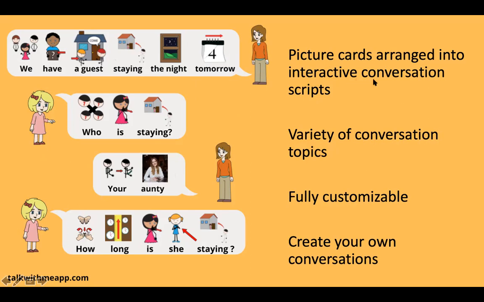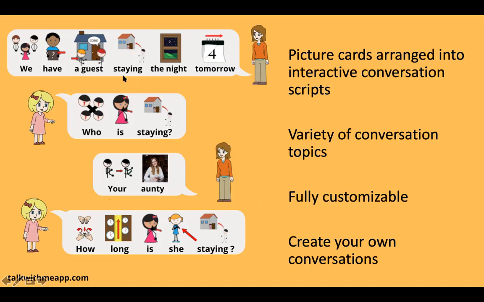And Talk With Me comes with a variety of such conversation scripts from many different topics. And one very significant feature of Talk With Me is that it's fully customizable. So, for example, you see this layout of a conversation here. In the third one, it says your auntie. If you don't like that, you can actually take the actual image of the aunt who's staying and replace it. Or if you're talking about football, then you can take the photo of your child's actual football and use that.